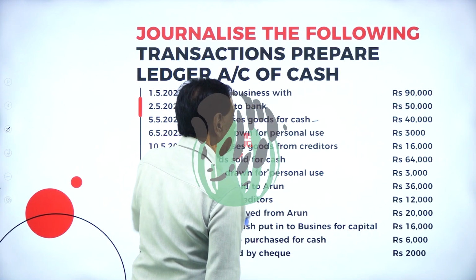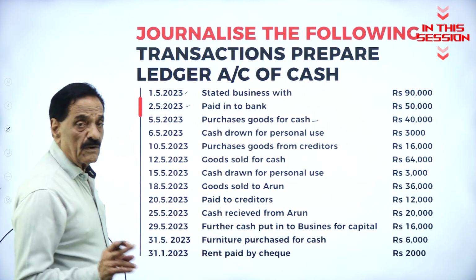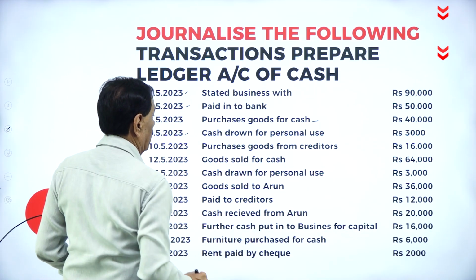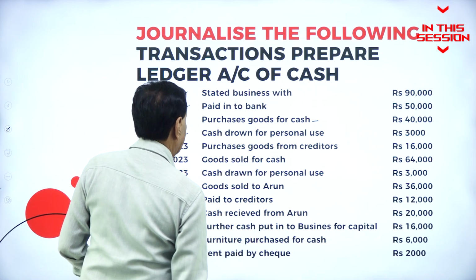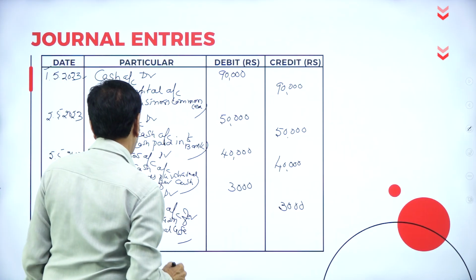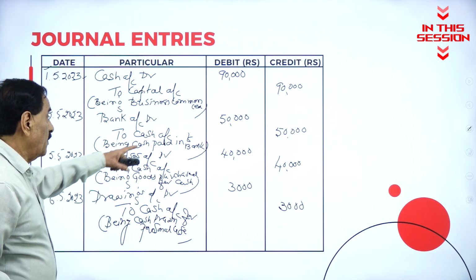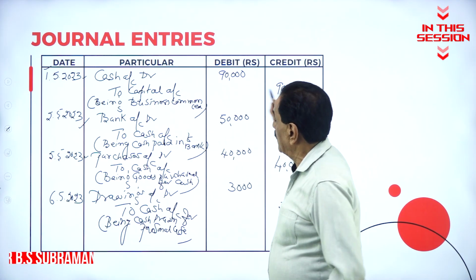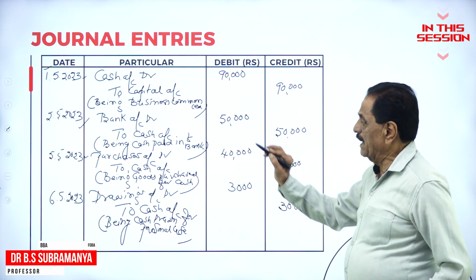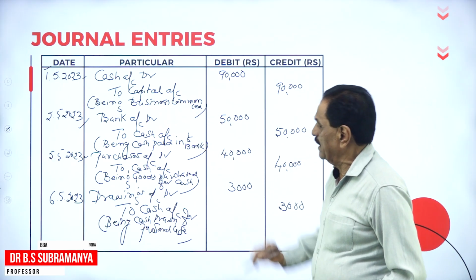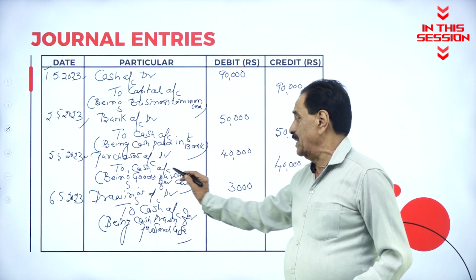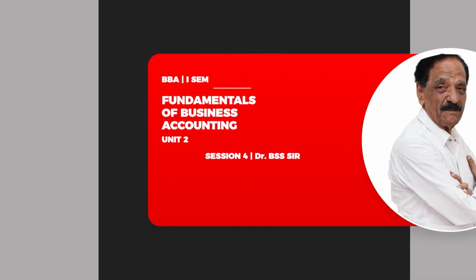Cash drawn for personal use. Anything drawn for personal use is called drawing. On which date? 6/5. How much money? 3,000. Bank account debit to cash account. We are doing the cash. Here is the bank debit side. Now it will come into the credit side. When I say capital, cash account debit to capital. Paid into bank, bank account debit to cash account. Purchase goods for cash, purchase account debit to cash account.